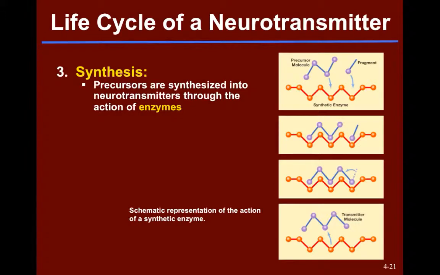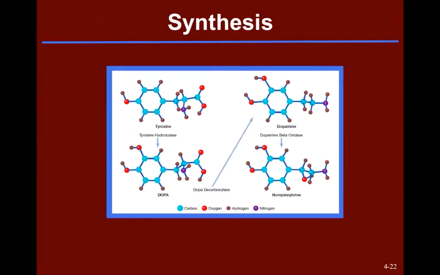The next step will be synthesis, where those precursors are actually made into neurotransmitters through the actions of enzymes. So here's an image of how that would look. We have our precursor molecules and fragments, and then the enzyme that helps with the synthesis. They bind to the enzyme, and then the transmitter molecule is created. And here's an example of how that would actually look with dopamine.